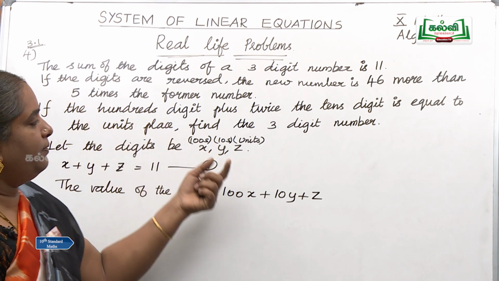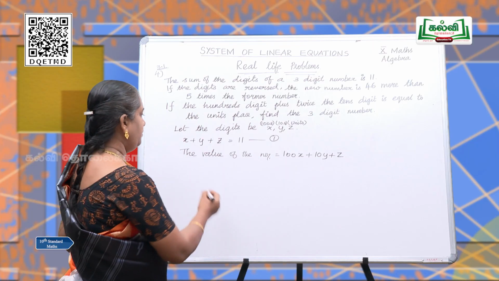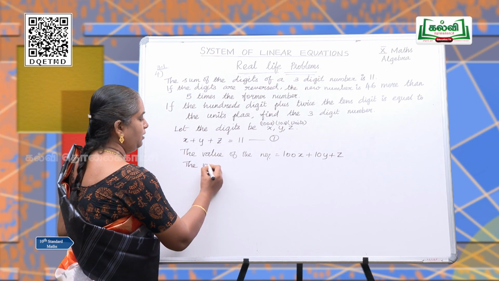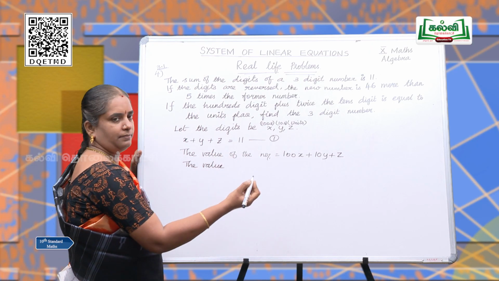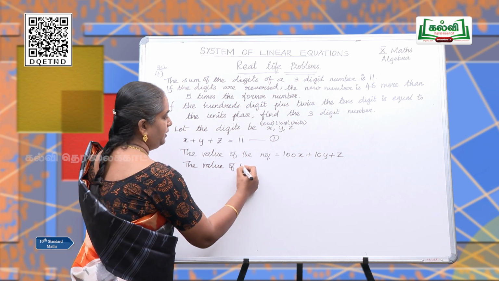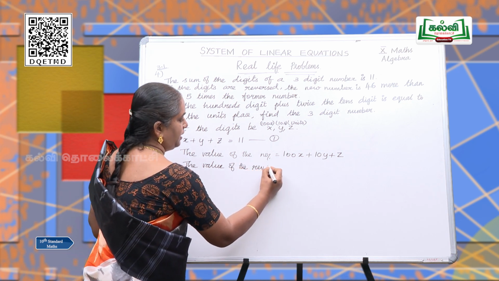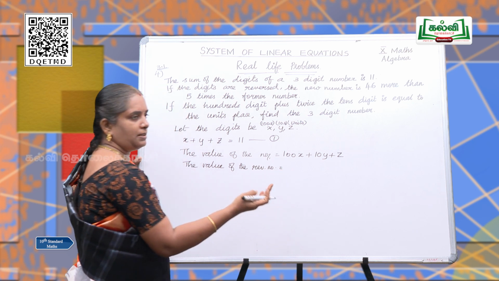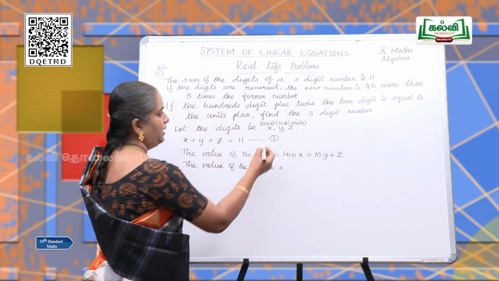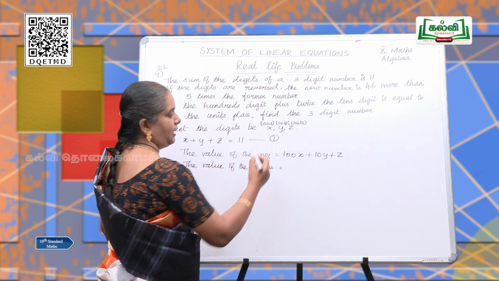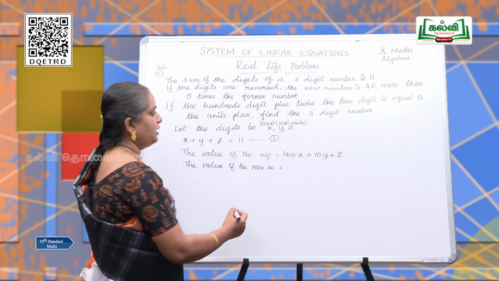If the digits are reversed, what happens to the number? We are going to find the value of the reversed number. If the digits are reversed, z, y and x are to be placed in the sequence.